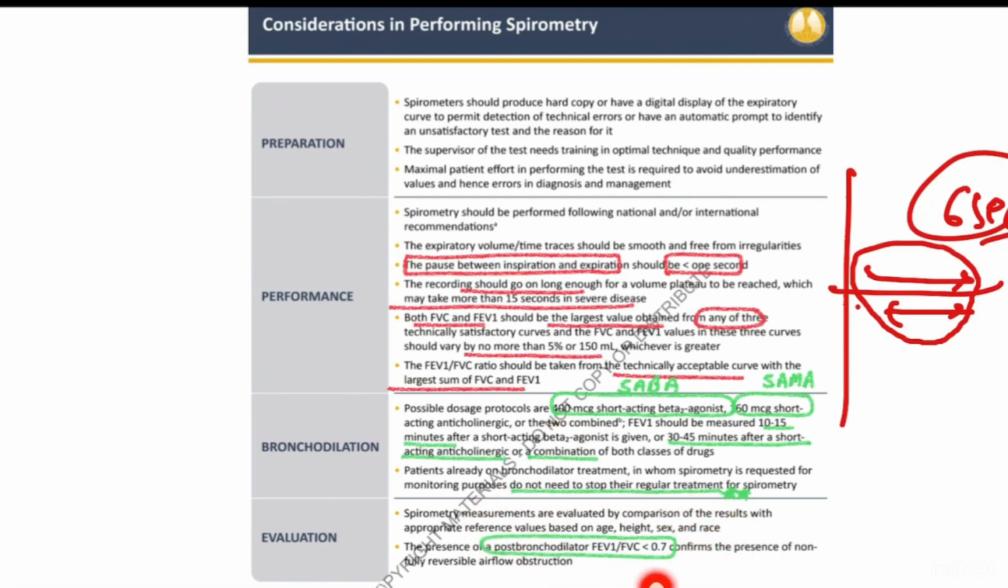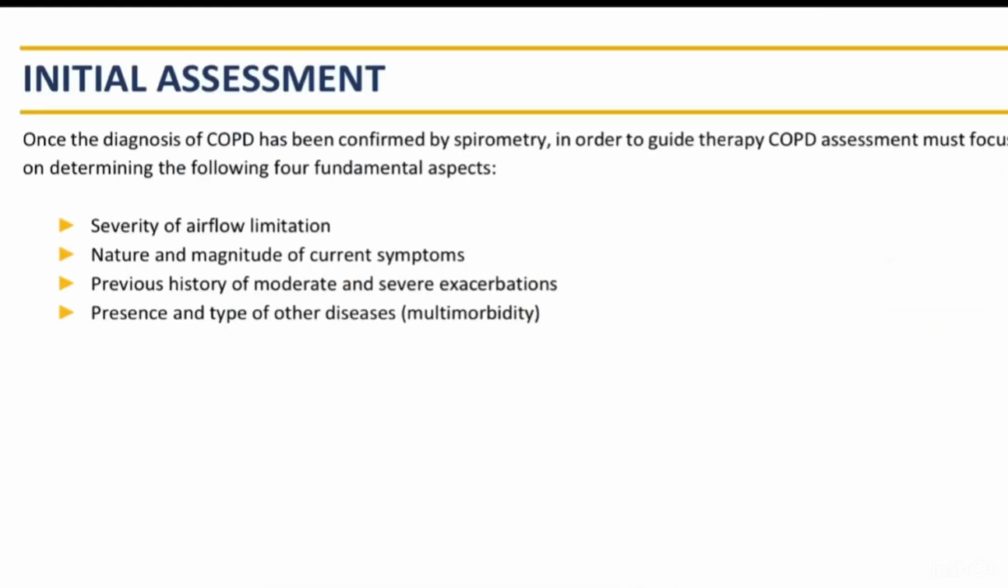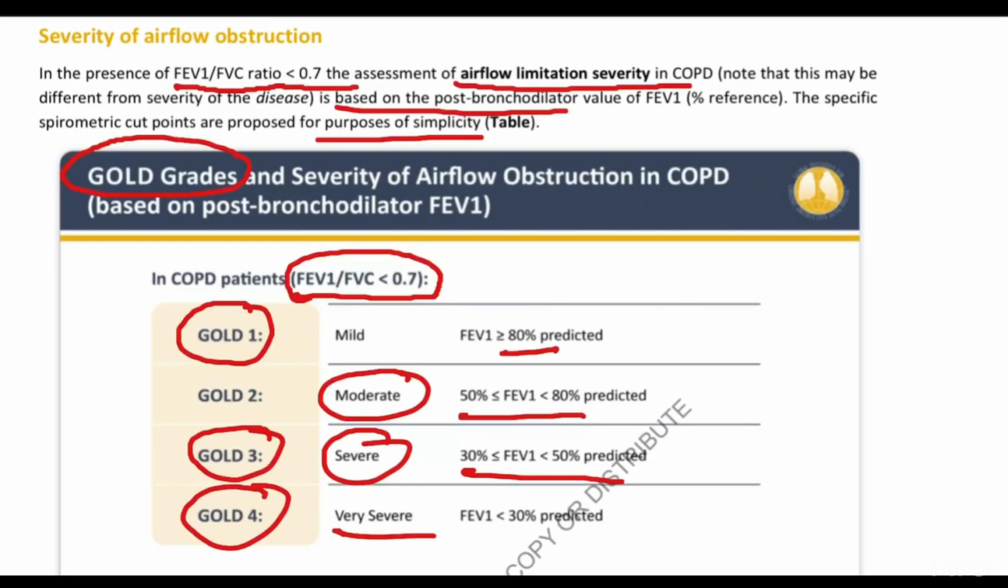Post-bronchodilator FEV1/FVC ratio less than 0.7 confirms the presence of non-fully reversible airflow obstruction, and this is COPD. So what is the initial assessment? Once the diagnosis of COPD has been confirmed, in order to guide therapy, COPD assessment must focus on determining the following four fundamental aspects. First, what is the level of severity of airflow limitation. Second, the nature and magnitude of current symptoms. Third, whether there is a previous history of moderate or severe exacerbation. Fourth, the presence and type of other diseases, like we have to check for any other comorbidities.